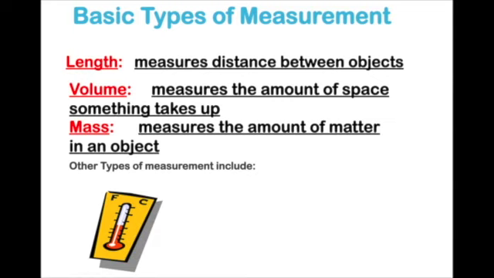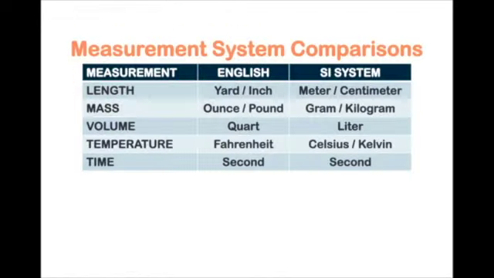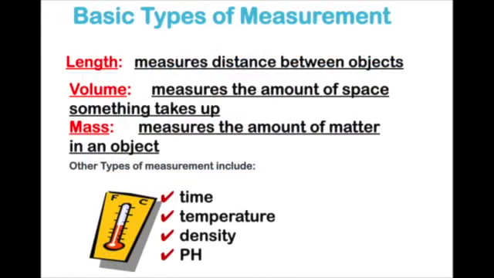Other types of measurements include, we don't really talk about as much, but you may see at some point, time, temperature, density, pH, and of course there's other things that aren't on this list that are different types of measurements. But these are the majority of the ones we'll see the most, especially in this unit and later on in chemistry.